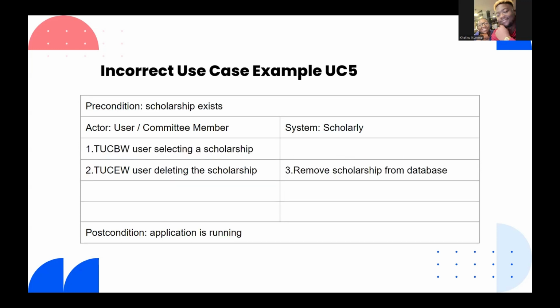We also have use case 5 here incorrectly shown. The precondition is also that a scholarship exists. Here the use case begins with the user selecting a scholarship, then the system does not respond, and then the use case ends with the user deleting the scholarship, and the scholarship is removed from the database.